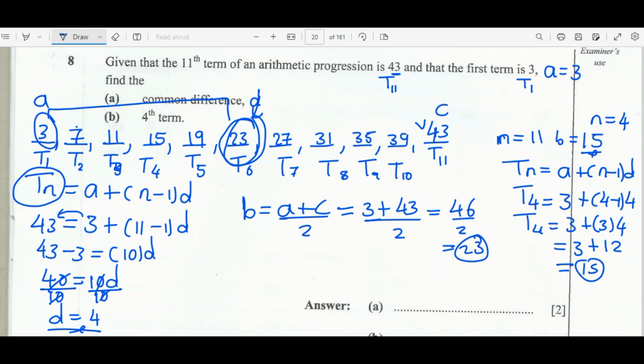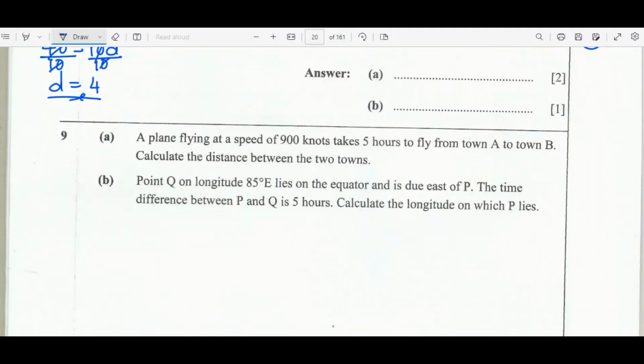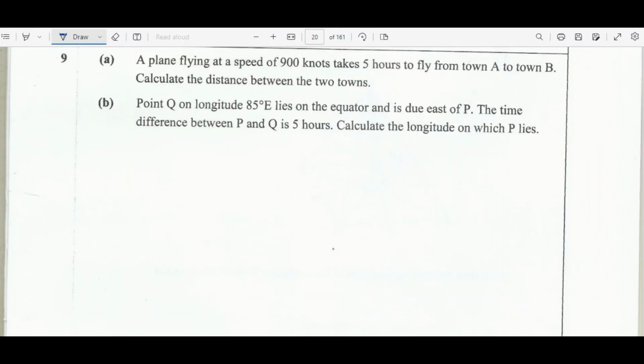The last term, which is the 6th term, is 23. So you can use 3 and 23, like we used earlier, to find a common difference. So if you just look at these questions, there are so many ways in which you can handle a question. Now we move on to the one we are considering to be question 2.